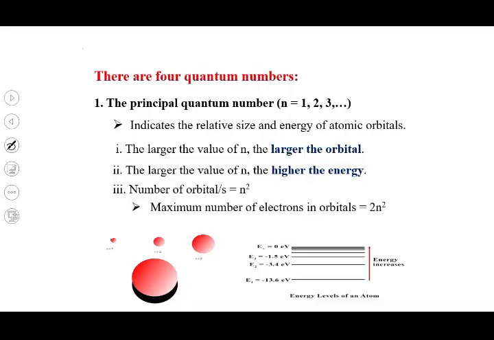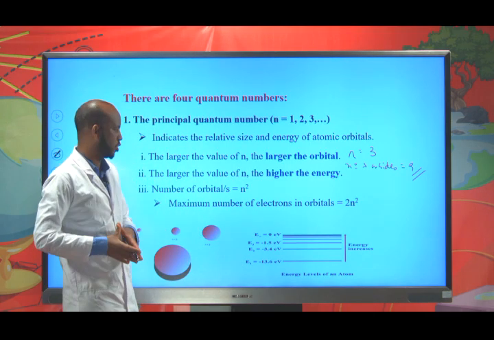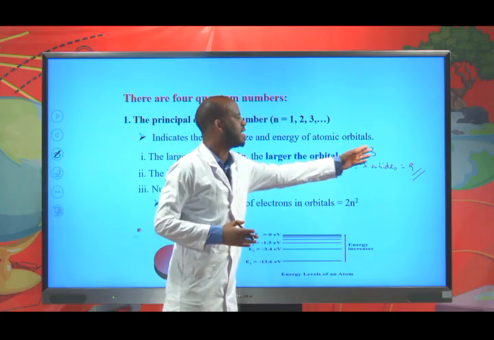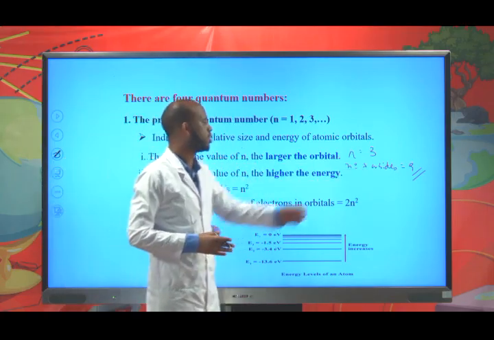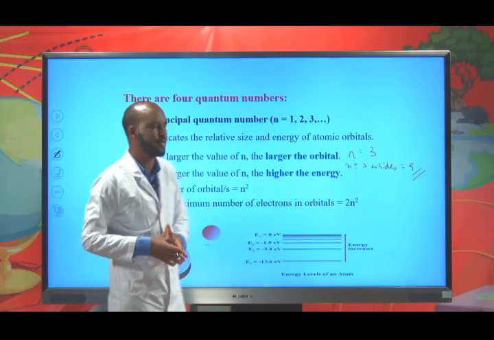For example, if n is equal to 3, the number of orbitals is equal to n squared, which is 9. There are 9 orbitals in the third energy level, in the third principal quantum number.